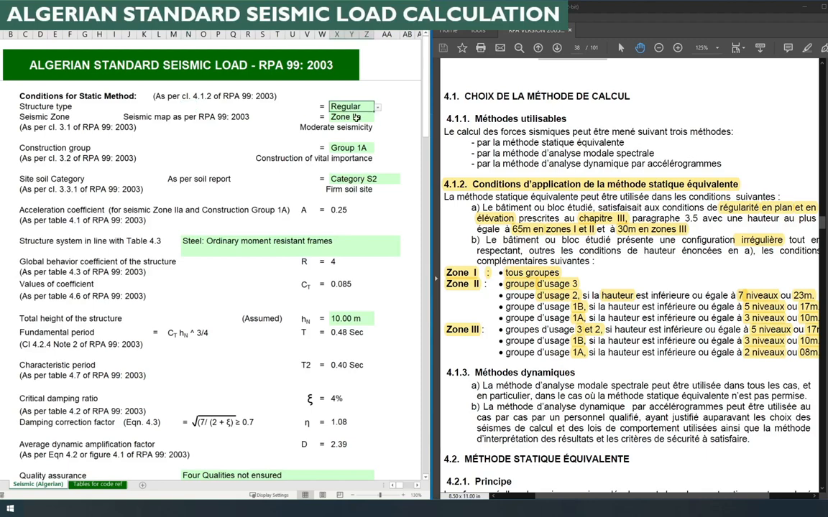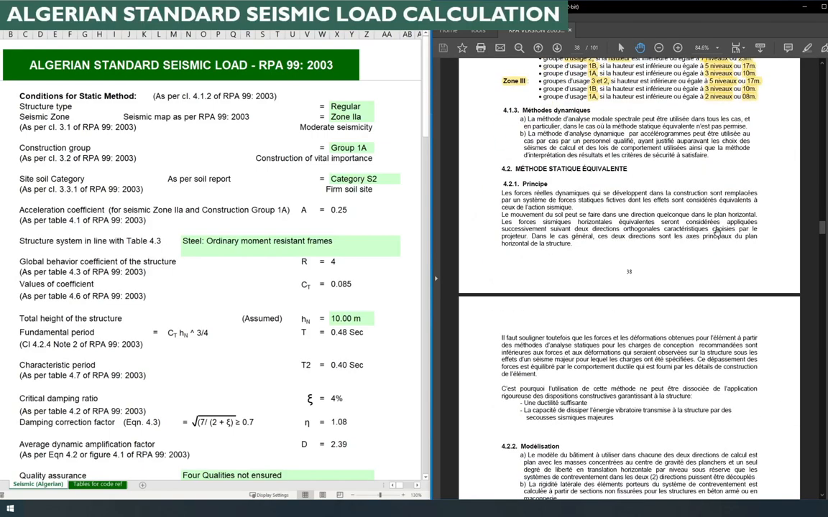So we are considering a regular building with zone 2A and group 1A. The structure height which we are assuming here is 10 meter. So then we can say we can go for the static method. Generally, the seismic zone is to be provided by the customer or owner of the project, or else we can get it from this RPA map.